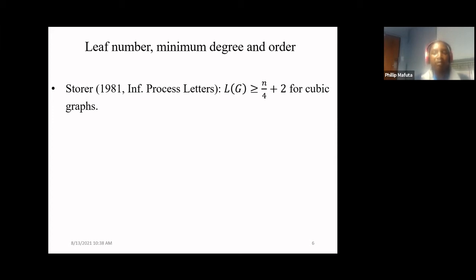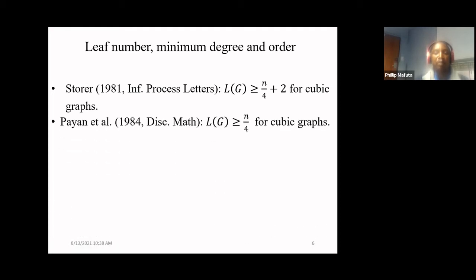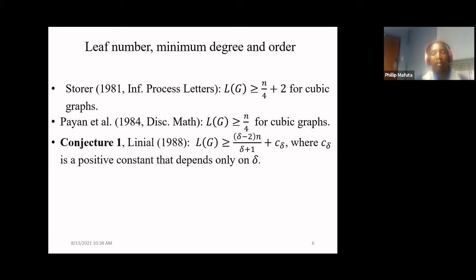Here, I'll give a brief background of the leaf number. It has been studied by several authors. To the best of our knowledge, the determination of the leaf number, or the maximum number of leaf vertices contained in a spanning tree, was raised by Lovász and Sachs. This is known to be NP-complete, if you check the paper by Garey and Johnson. There is a result of Storer, which he stated without proof. That result has also been presented by several authors like Kleitman and West, Linial and Sturtevant. There is a result of Payan et al. The most interesting thing here are bounds of Linial's type.